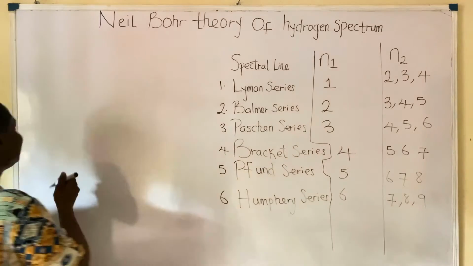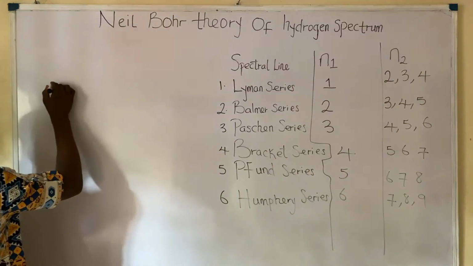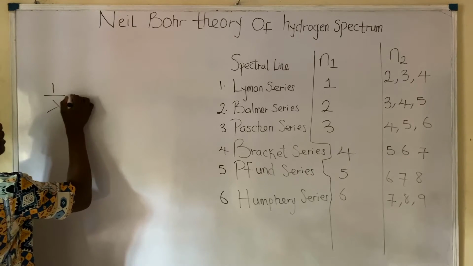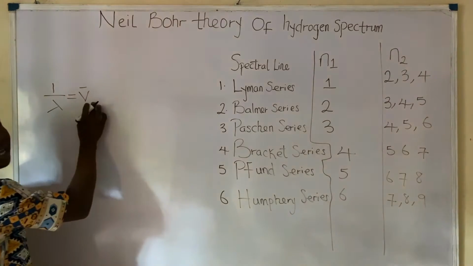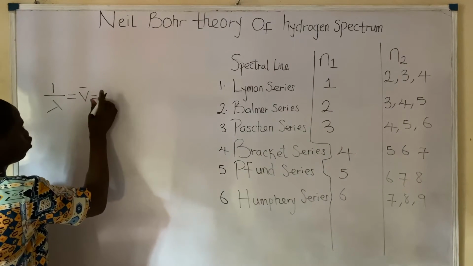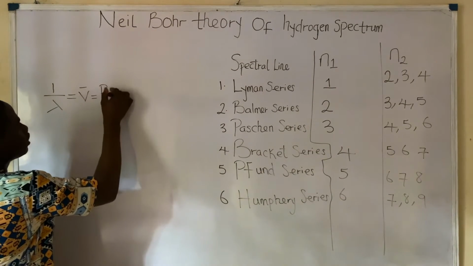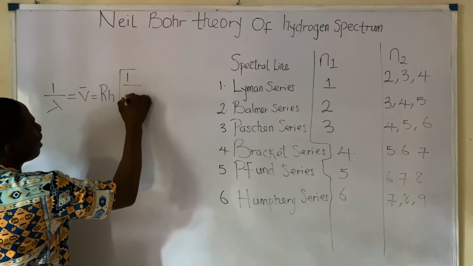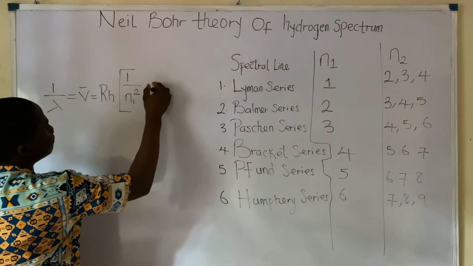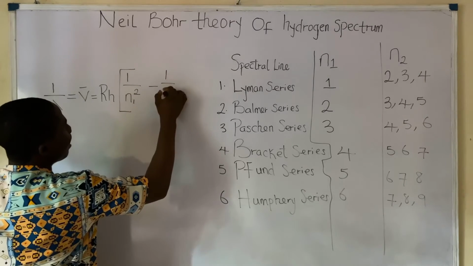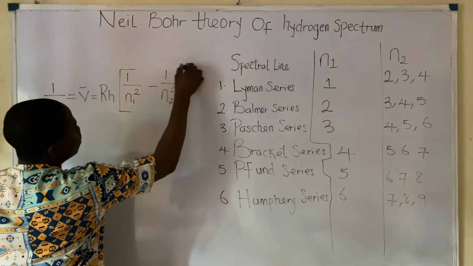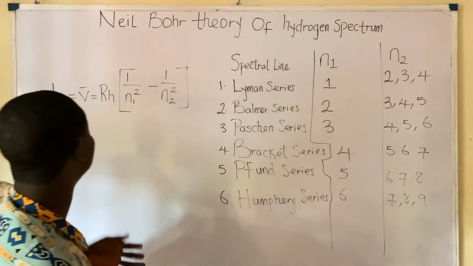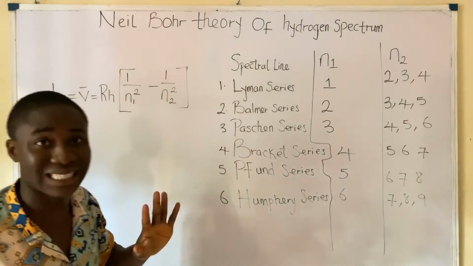Very easy. And this is the equation. The formula is simply 1 over lambda, which is wavelength, is equal to this symbol, which I will explain as we progress, is equal to RH, which I'll tell you what it means. Open a bracket into 1 over n1 squared minus 1 over n2 squared. You close the bracket. So the question asks me now, what do these symbols represent in the formula?